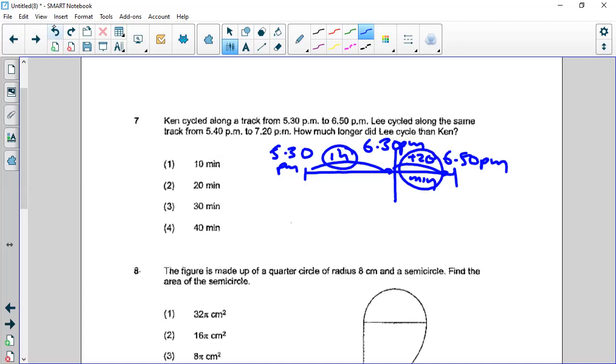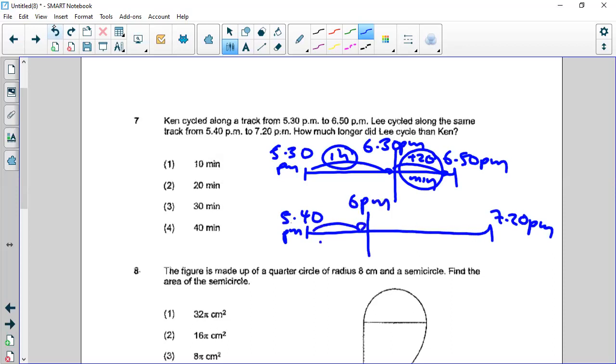That's for Ken. Then how about Lee? Lee cycled from 5:40 p.m. So you have another timeline until 7:20. Again, get the nearest hour. So you have until 6 p.m., which is the nearest hour. That will be 20 minutes. And then get the nearest hour over here, which is 7 p.m. That is 1 hour. And then 7 p.m. to 7:20 is 20 minutes. So how many hours and minutes? There'll be 1 hour and 40 minutes.